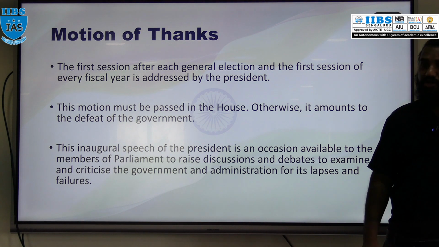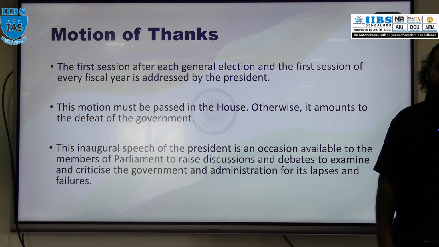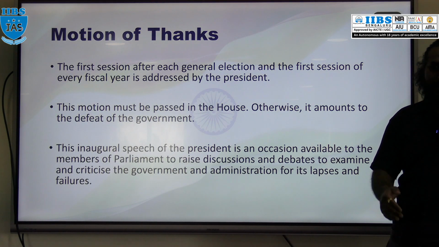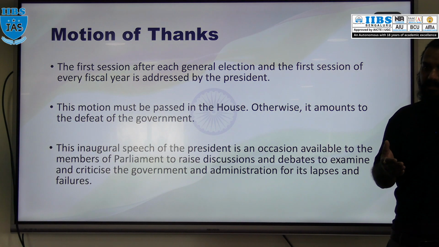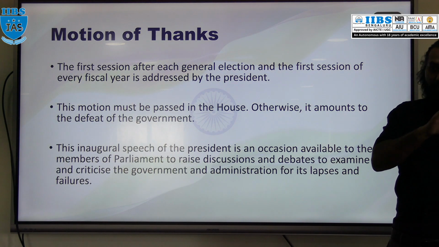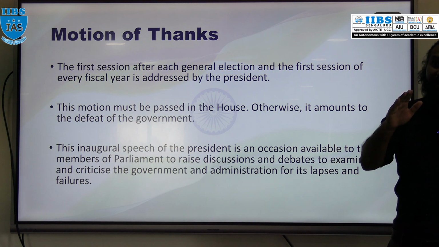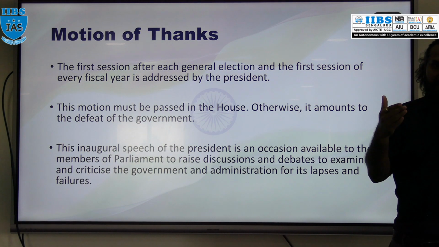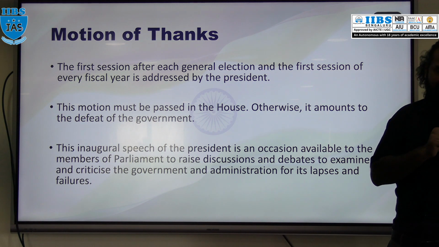Then next we have the motion of thanks. As we discussed earlier, it is the president who will address both the houses of parliament at the beginning of every year. In that address, the president will discuss the achievements of the government in the previous financial year, what the policies are, and what the government is going to do next. Those things will be discussed by the president in that address.